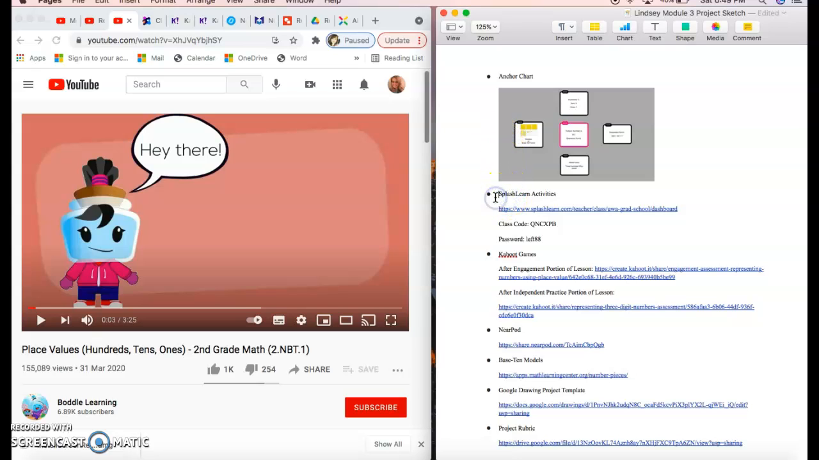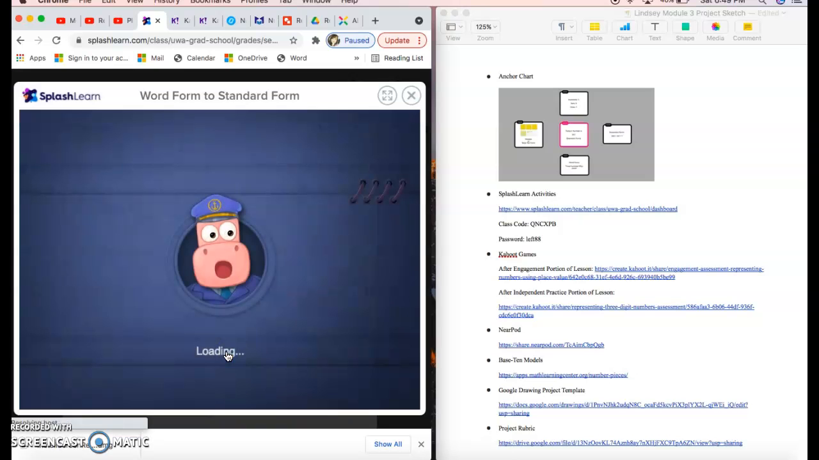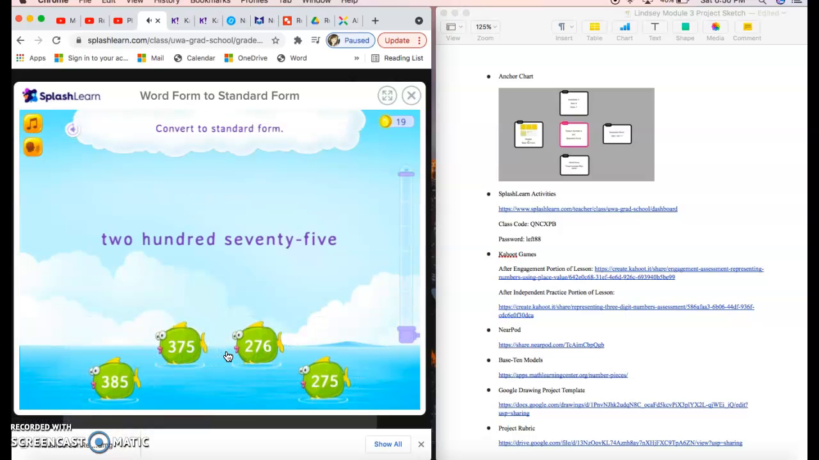The Splash Learn activities, this is a website that my students use, and they really like it because it's games that go with the skills. So this would be their assignment, and within the assignment there are these games, and I'll show you an example of one of the games. This game is word form to standard form, and when it opens up, it's a very kid-friendly game, so it's engaging and it's fun. Convert to standard form.